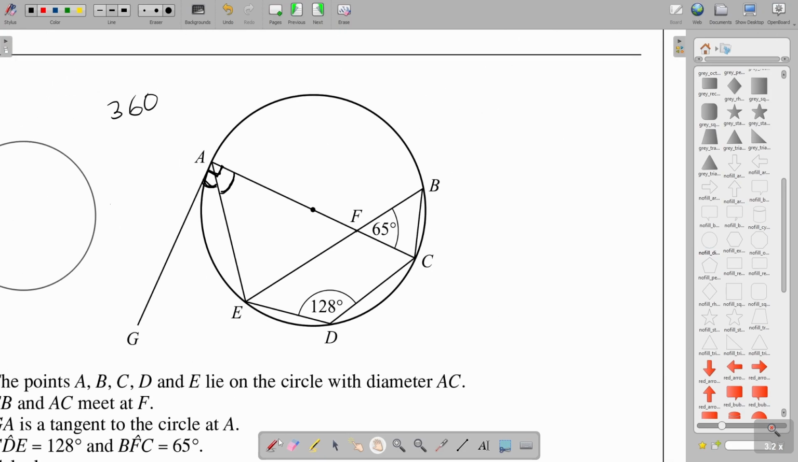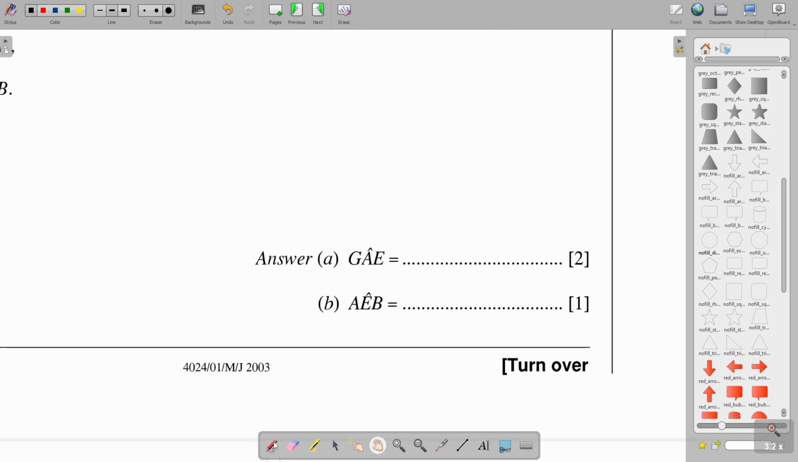With that knowledge, we can do 180 minus 128, and that will give us 10 minus 8 is 2, 7 minus 2 is 5. That will give us 52 for this one. And we already know that GAC is 90, so 90 minus 52, this 10 minus 2 is 8, and 8 minus 5 is 3, and that gives us GAE as 38. So we now have 38, which is GAE.